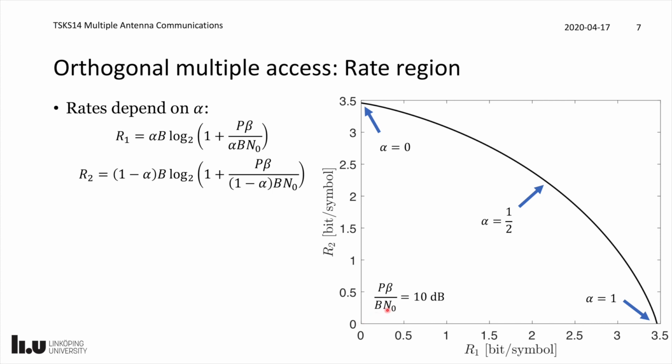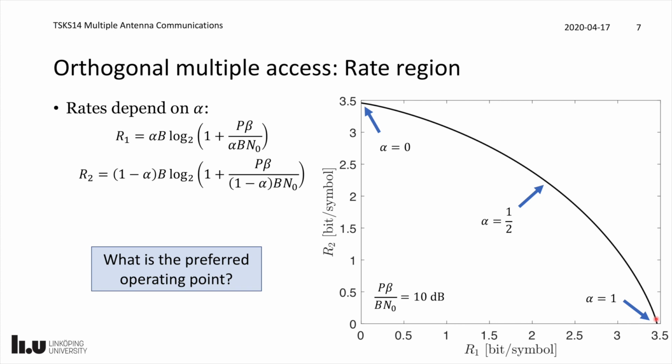And if we are sharing the bandwidth equally between the two users, alpha is equal to 1/2, and we will get the point here where both of the users are getting a value. So R1 and R2 are non-zero, both of them. And by varying alpha from 0 to 1, we move along this curve here and can achieve different trade-offs in terms of the performance that we can deliver to these different users.